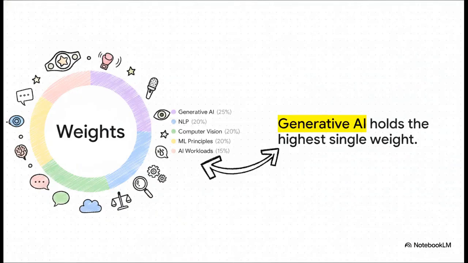So how does Microsoft actually weight those questions? Well, generative AI is the absolute heavyweight champion of the syllabus, sitting right at the top, making up about 25% of your exam. The other domains, natural language processing, computer vision, and machine learning principles, they all hover right around that 20% mark. And then general AI workloads brings up the rear at 15%. This breakdown is huge because it tells you exactly where to focus your study time.